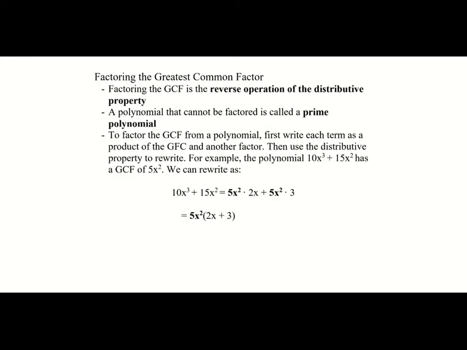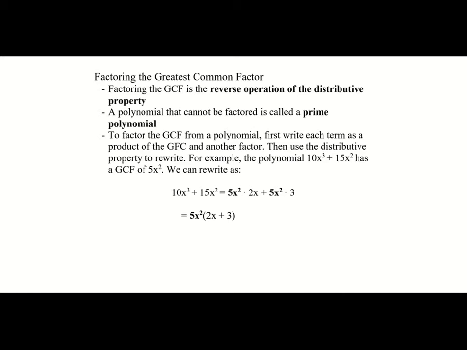So now that we have looked at finding the greatest common factor, now we are going to look at factoring the greatest common factor out of our problems or some polynomials. So again, we're undoing the distributive property. We're really taking out what has been distributed. And a polynomial that cannot be factored is going to be called a prime polynomial. So there are going to be times when you find a polynomial that doesn't have a greatest common factor, can't be factored any other way. It's prime.